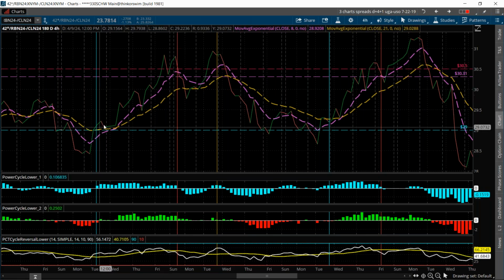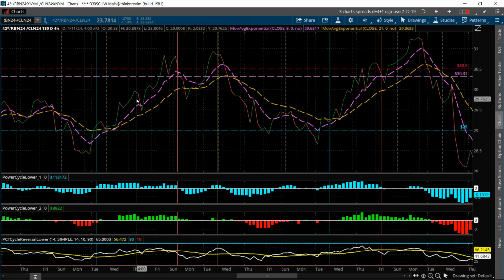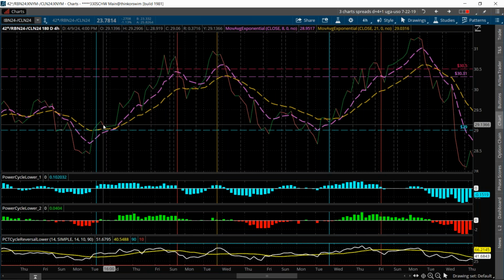So this is what's called a line chart, okay? This is just showing you, if you can see right here, it says 42 times RBOB N24 minus CLN24. What this does is take a gallon of gasoline and convert it to 1 barrel of crude. So that's why it says 42. There are 42 gallons in a barrel of crude, okay? So that's how we would do the spread.